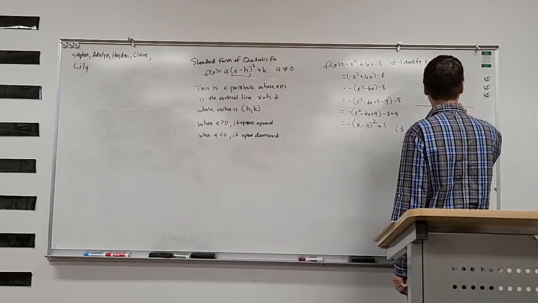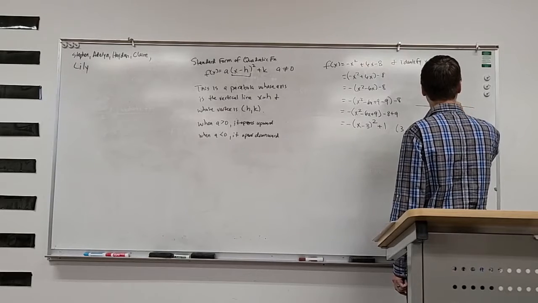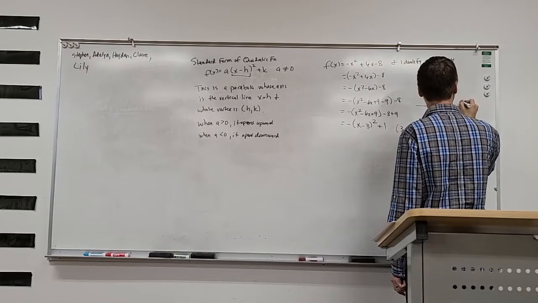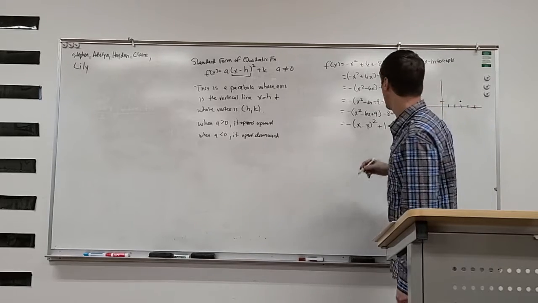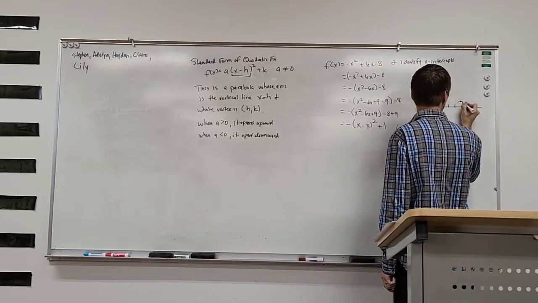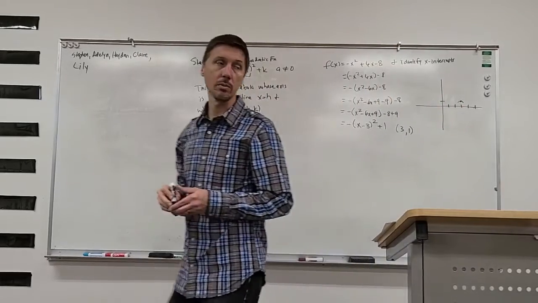So we could come out here, we could say 1, 2, 3, 1. So we know we've got a vertex right here. We're just going to leave that there for now. We know it's going to open downward, so maybe we'll do that little line there to show us that it's going to open downward.